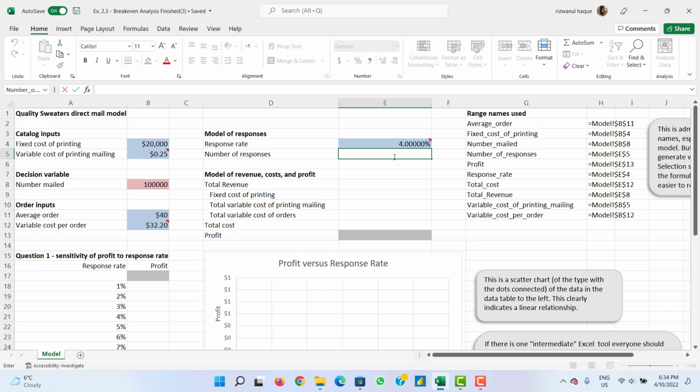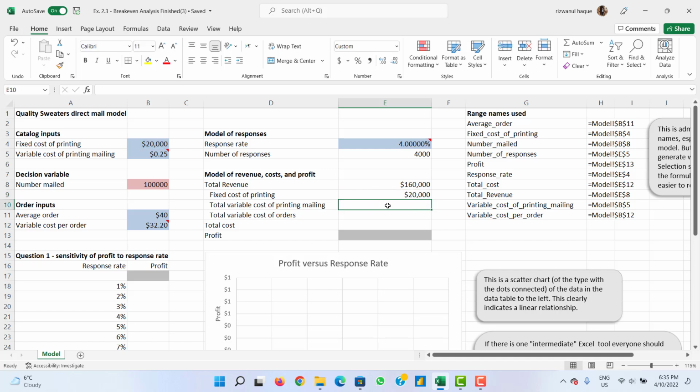So number of responses is equal to the response rate multiplied by number mail. So this 4,000 people actually buy the sweater from me, and this total revenue is equal to number of responses multiplied by average order. So this is my total revenue, and the fixed cost of printing is already shown here.